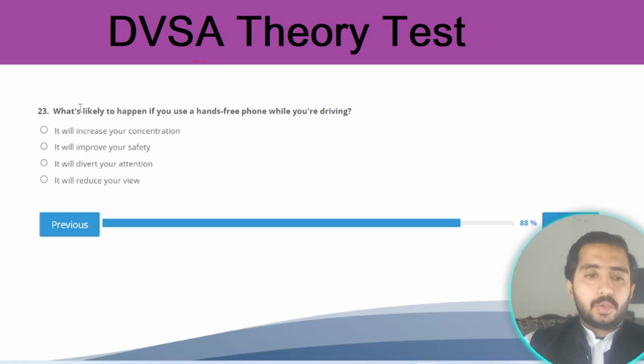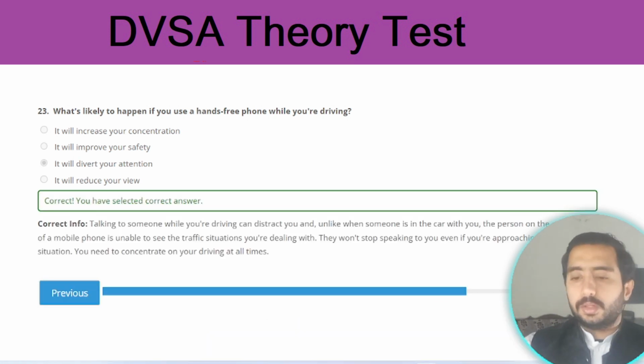Next one, question number 23. What's likely to happen if you use a hands-free phone while you are driving? The correct option is it will divert your focus, it will divert your attention. Option C is the correct option.